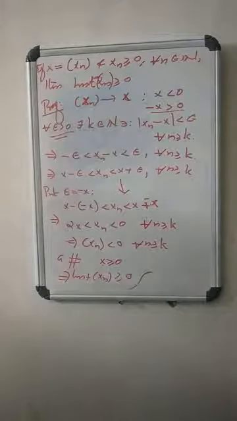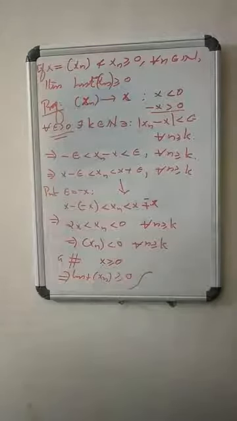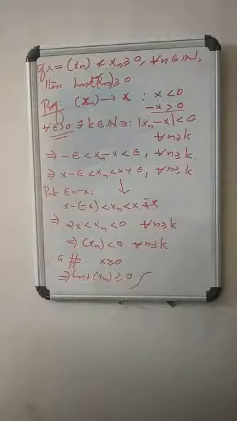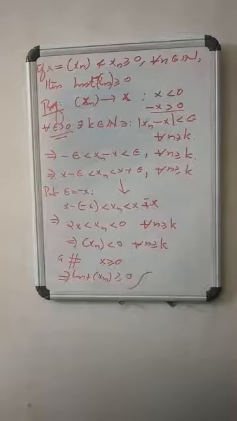Enough. So when xn is greater than or equal to 0, that is, xn is a sequence of non-negative reals, then it converges to a non-negative real number. If xn is greater than or equal to 0, then limit xn is also greater than or equal to 0. Agree? Okay.